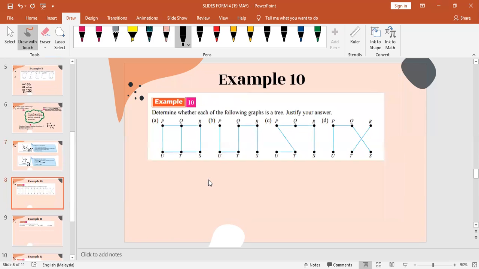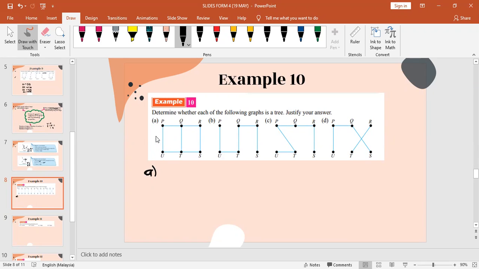Now let's proceed to the example. Okay, for example 10, can you determine which one is a tree and which one is not a tree? Okay, let's start with A. For A, determine whether each of the following graph is a tree. Justify your answer. A, is A really a tree? No, why? No.